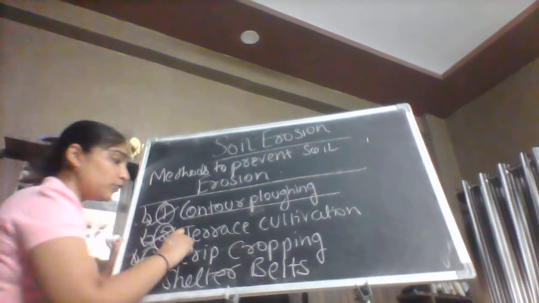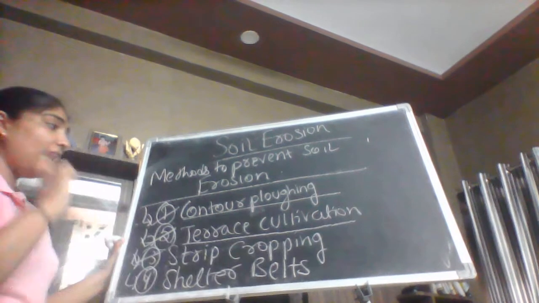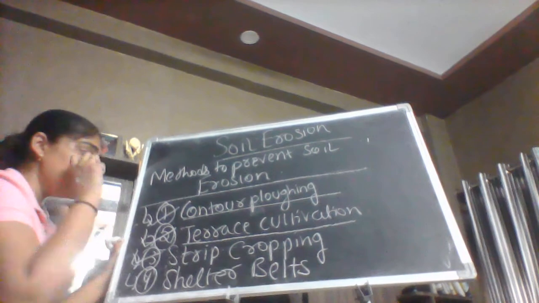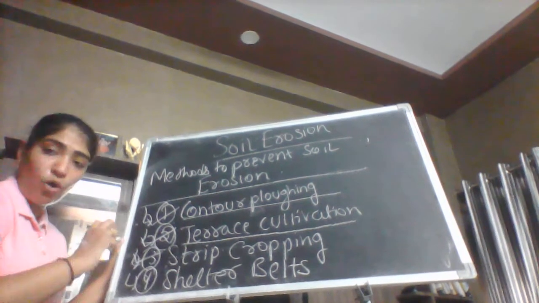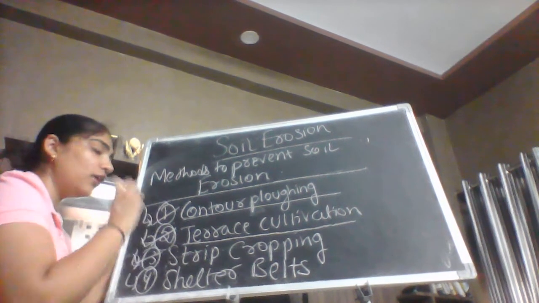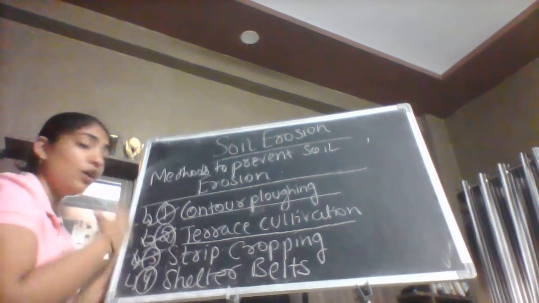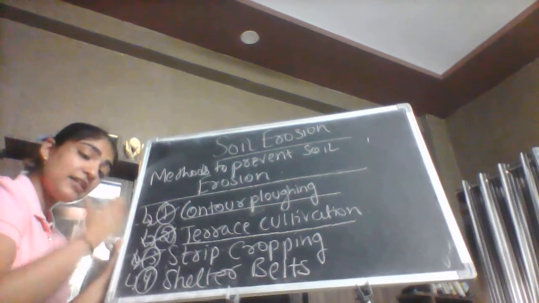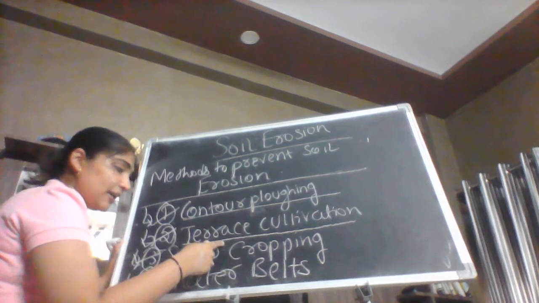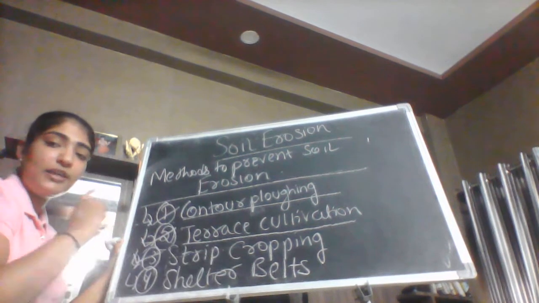Next we will come to terrace cultivation. What happens in terrace cultivation? Steps are cut on the slopes to form terraces, which prevents soil erosion, and it is mainly done in the western and central Himalayas.